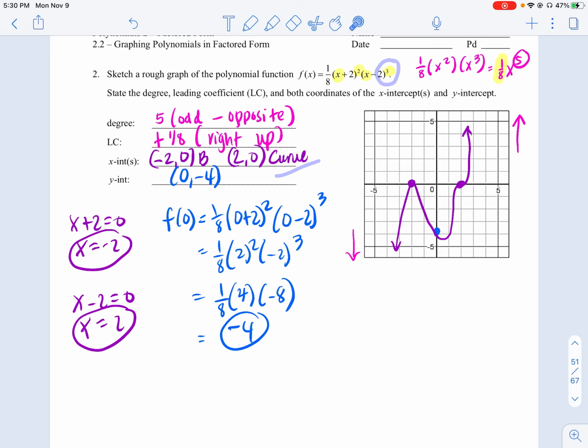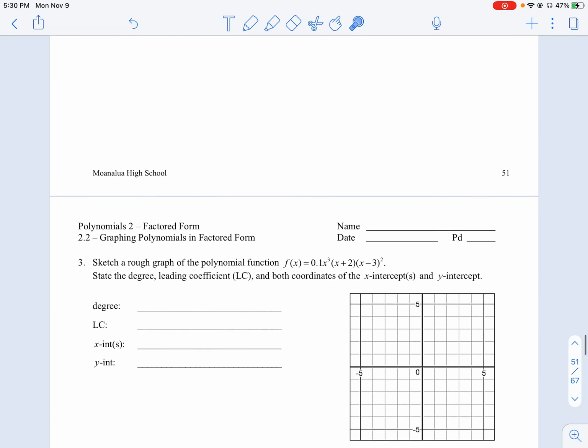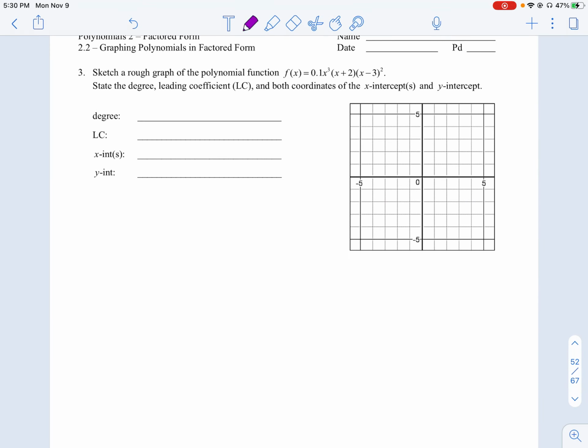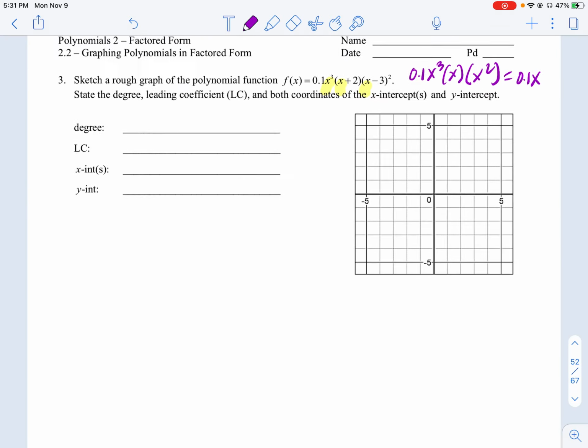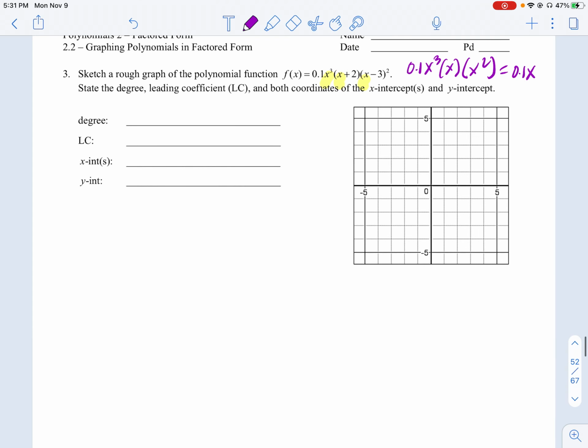The point is used 3 times. Okay, number 3. Let's count our x's. We have 0.1 x cubed, another x in the x plus 2, another x squared in the x minus 3. That is 0.1 x to the power of 2, 3, 4, 6. So our degree is 6.